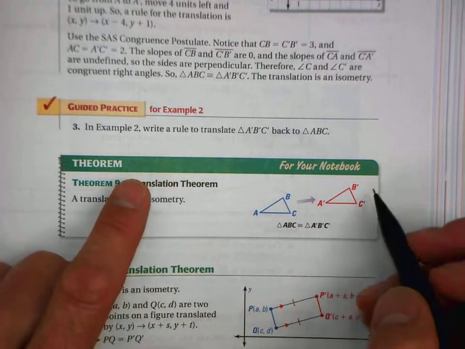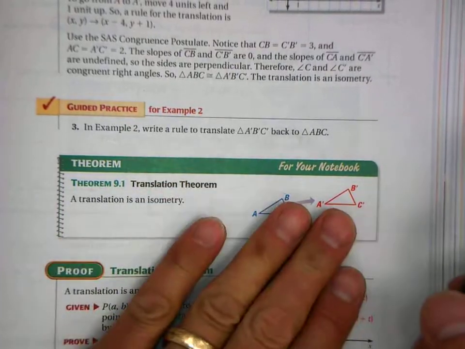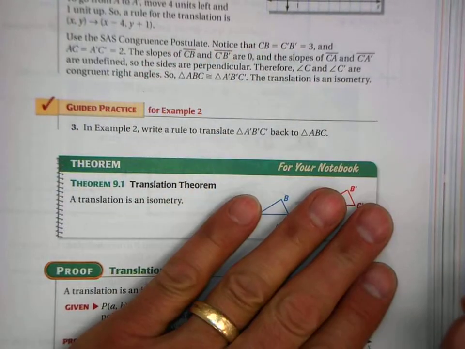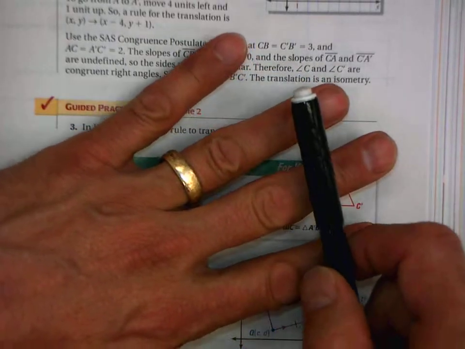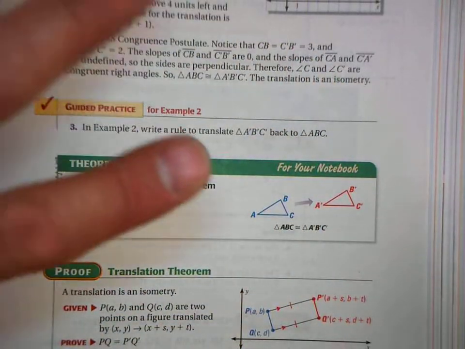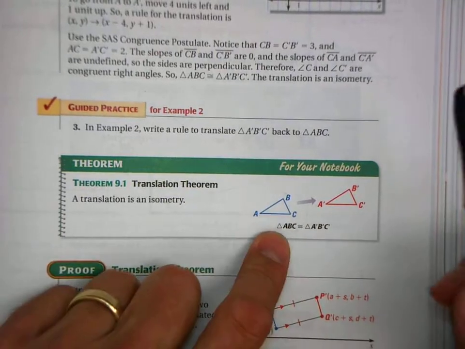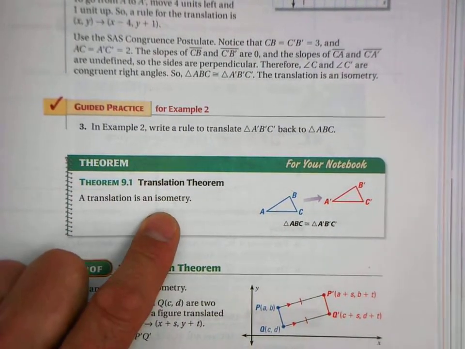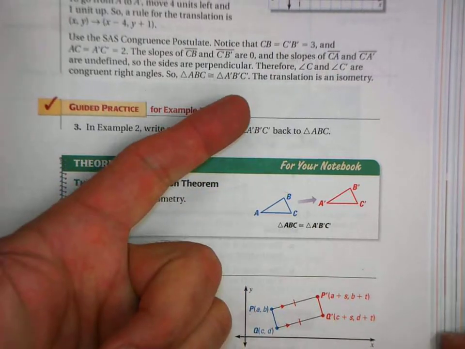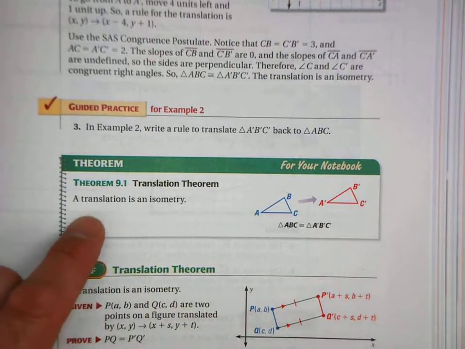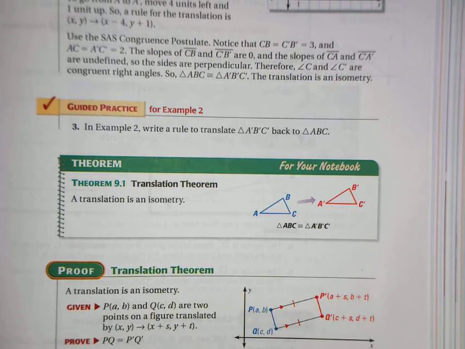It'll be the same thing for a reflection, where it just flips it over. Rotation, all it does is twist the thing. But for a dilation, it makes it bigger or it makes it smaller. So a dilation is not an isometry. Whereas a translation, a reflection, those three are isometries.